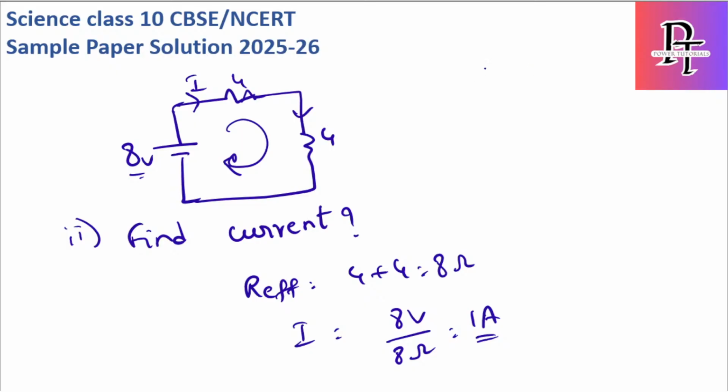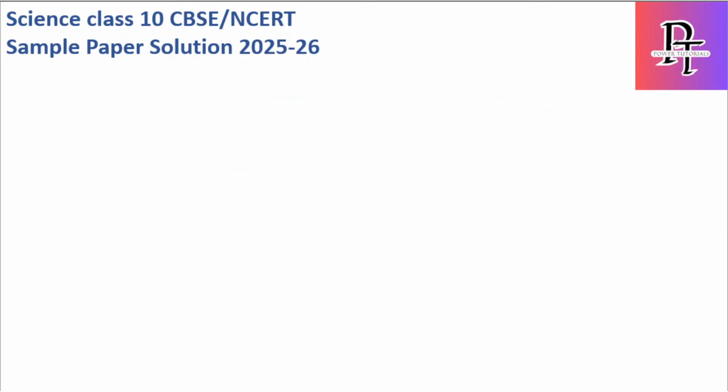Okay, so if the same question is asked like this, like 8 volts is there and I have just one 4 ohms, then your answer is correct. I is 2 amperes. Okay, yes, I'm happy that you understood. Let's move to the next B part.